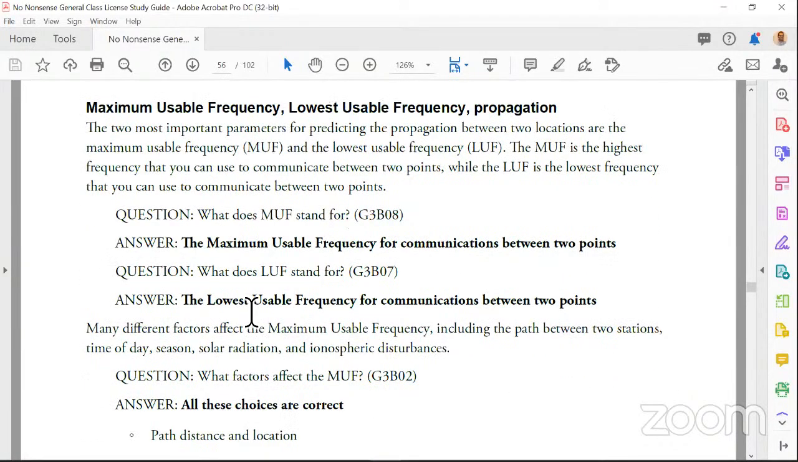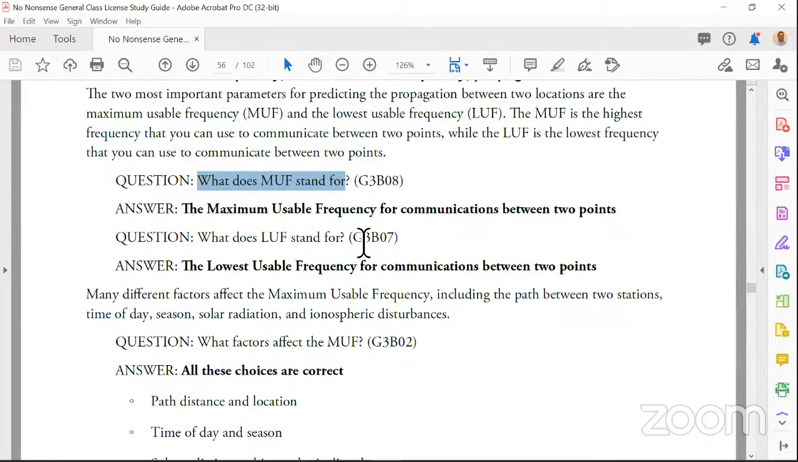Okay, next question in the question pool. What does MUF stand for? So we learned the acronym last class that MUF stands for the maximum usable frequency for communications between two points. That's the maximum frequency if you have to communicate between two points on Earth as an amateur radio operator using your HF spectrum. That's the maximum frequency you could use. Anything above that, you will not be successful.